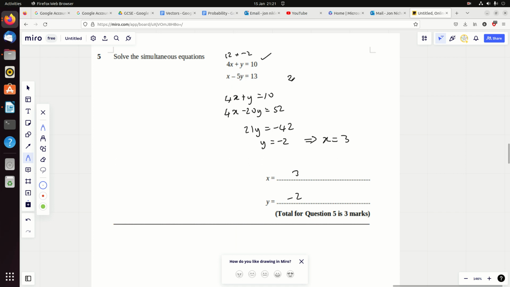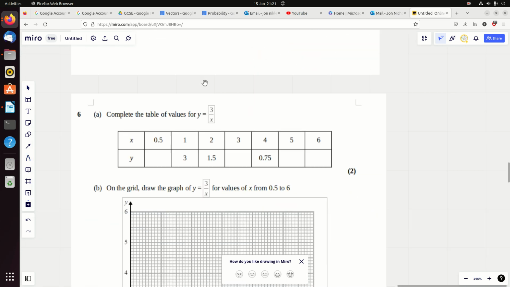And then down here, what have we got? 3 minus 5 times -2. Well, that's 3 plus 10. That is 13. It's working. Right, we've done it. We don't have to think about it anymore.